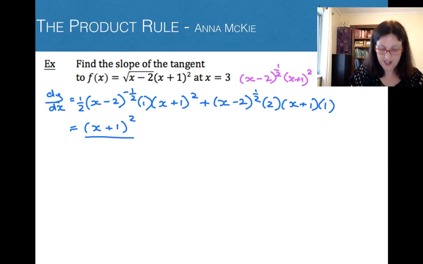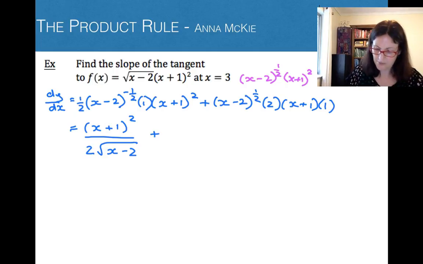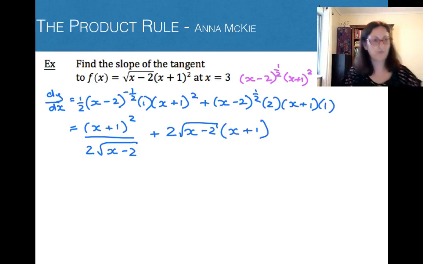So over this half, that 2 goes at the bottom in the denominator, and this is the negative half, so we'll have a square root down here. Now tidying up the second part, so we've got a square root here, the 2 times the 1, so we'll have a 2 out the front, this under the square root times x plus 1. Okay, so that's tidied up.